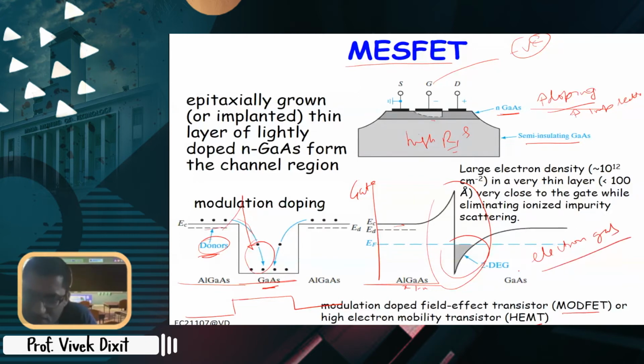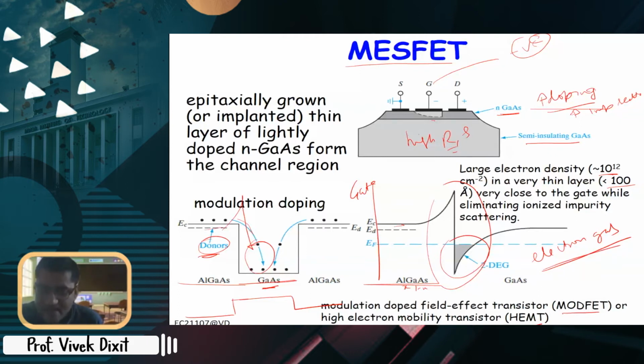Because the density of electrons is quite high, 10 to the 12 per cubic centimeter. Please note the unit. It is not per cubic centimeter, it is per square centimeter. And the layer thickness is quite small, order of few tens of angstrom. So these electrons that are here, two-dimensional electron gas, they will have high mobility because there is practically no scattering from ionized impurities. And this technique is called modulation doping.